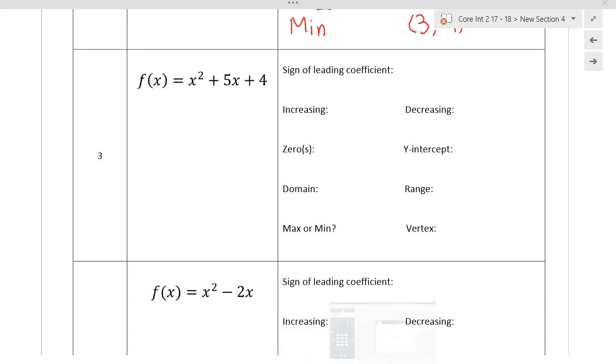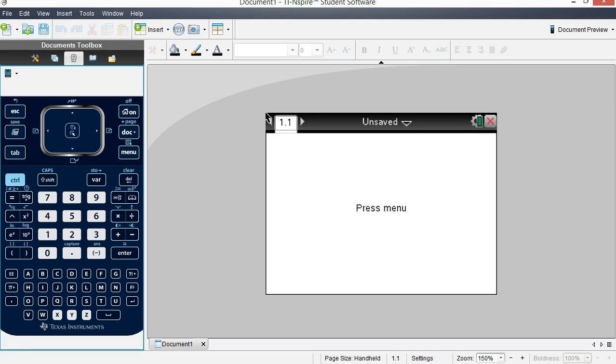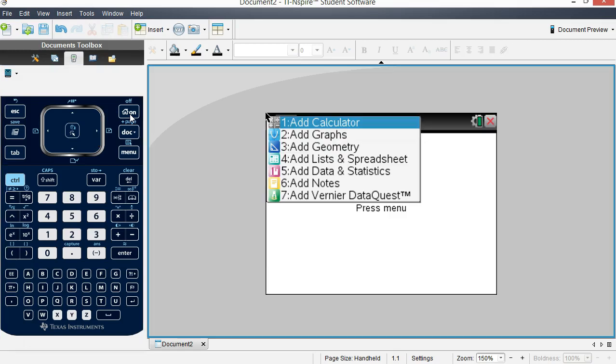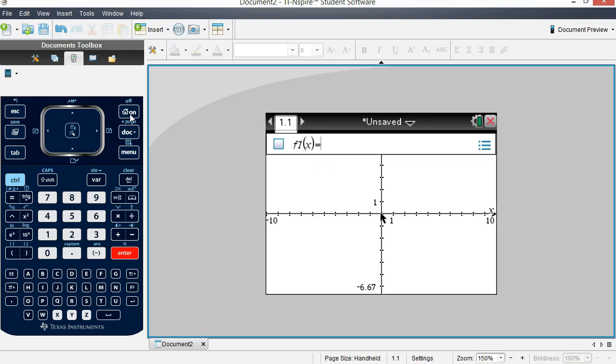Alright, so looking at our TI Inspire calculator, which again, you can open on your own computer. Always start at home. This time I'm not going to calculate because I'm graphing something. So I am going to go to a new document. If it asks you if you want to save, say no. And then we're going to add graph. Okay?